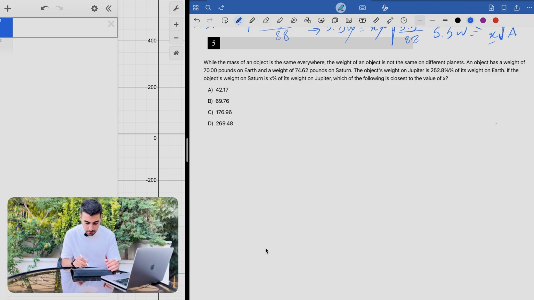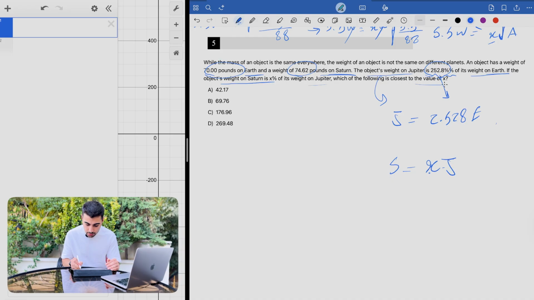So this question says the mass of an object is the same everywhere. The weight of an object is not the same on different planets. An object has a weight of 70 pounds on Earth and this much on Saturn. This is itself an equation. The object's weight on Jupiter is this much percent of its weight on Earth. So let's convert this into an equation. The object's weight on Jupiter is equal to 2.528 times the object's weight on Earth. I converted percent into a number by dividing by 100. If the object's weight on Saturn is x percent of its weight on Jupiter, then Saturn is equal to x times J. Which of the following is closest to the value of x?